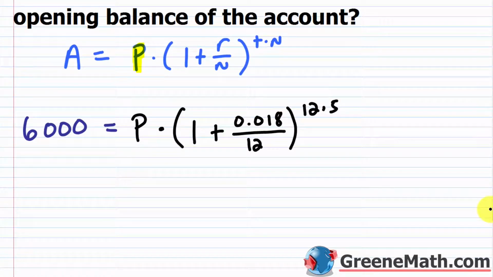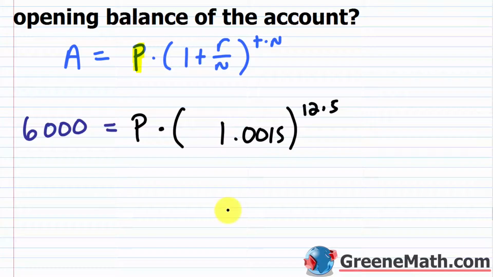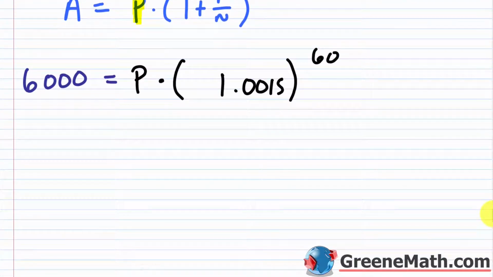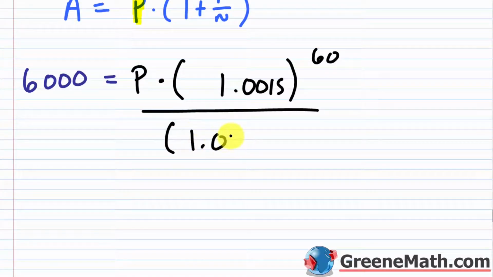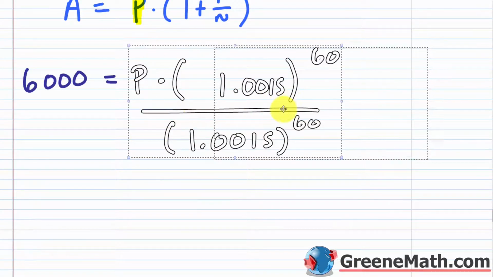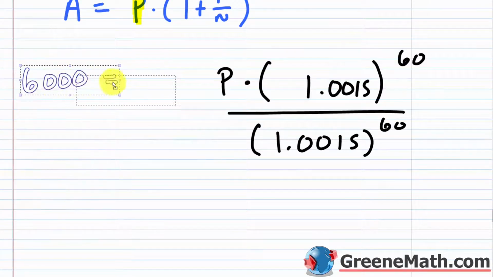So all we're going to do is simplify this inside. If I divide 0.018 by 12, I'm going to get 0.0015. If I add that to 1, I'm just going to put a 1 out in front. So that's pretty simple. I know 12 times 5 is 60, so let's take care of that. And now, all I need to do, let me scroll down and get a little room going, I'm going to divide both sides by this amount. So I'm going to divide this side by 1.0015 raised to the power of 60. And let me just slide this down so I have enough room.